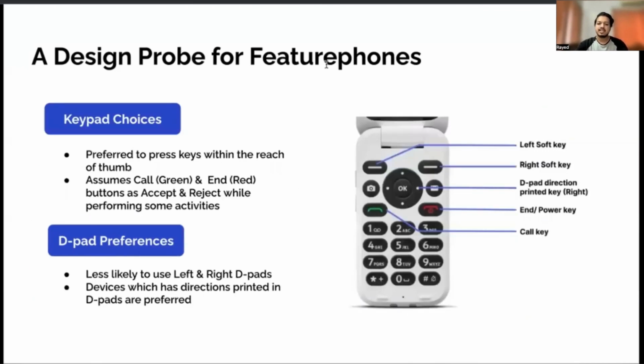The findings from this task can be grouped into two categories: keypad choices and D-pad preferences. It was found that the users preferred to press keys within the reach of their thumb. Additionally, they considered the call key and the end or power key as the decision-making keys, like accept or reject for a task. Moreover, the users were reluctant to use the left and right D-pads. It was seen that the low-literate users prefer phones which has directions printed on D-pads.